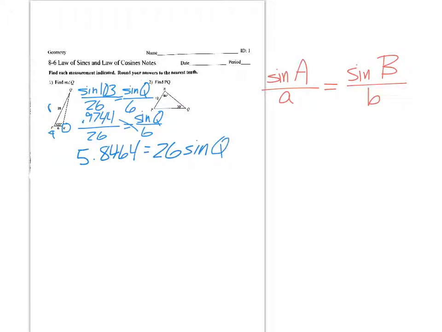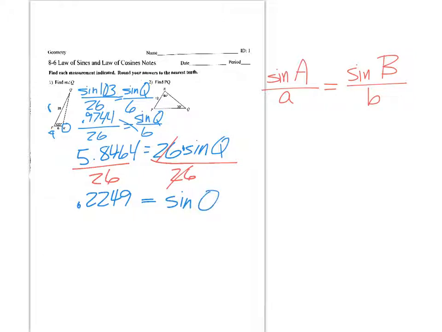I can't do that because that has a variable. Now, this is multiply, so to get rid of multiply, I divide both sides by 26. It's going to cancel. I take that, divide by 26, and again I'm going to go to the 4th decimal place. So 0.2249 equals sine of Q.